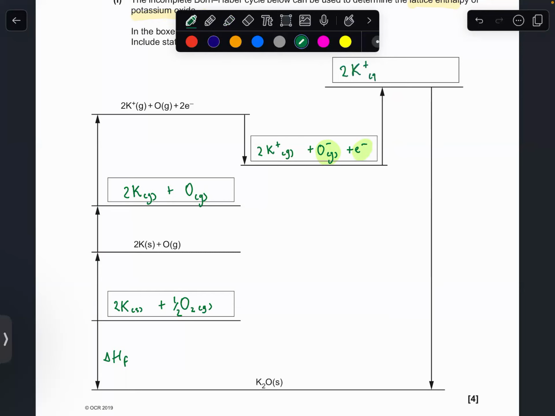2K+ (g) plus O2- (g). And your Born-Haber cycle is thus complete. Double check that. Yes, yes. Yep. Yep. And yep. That's all correct.